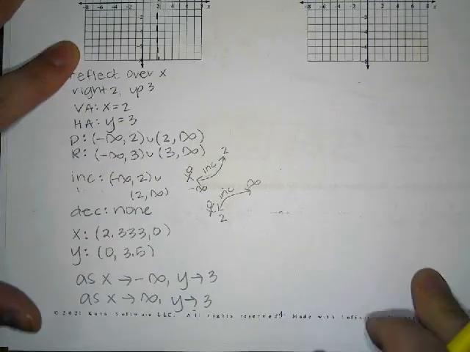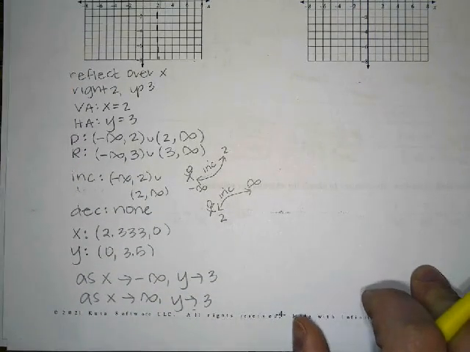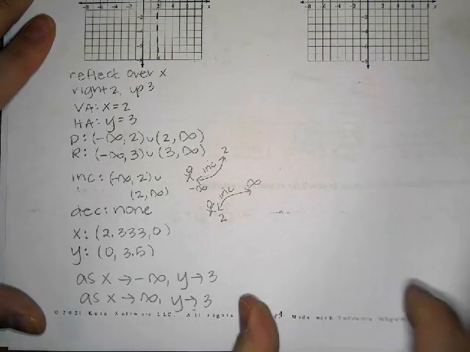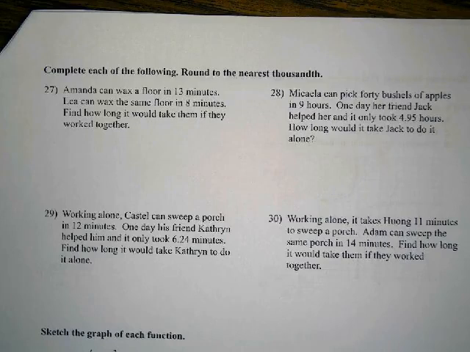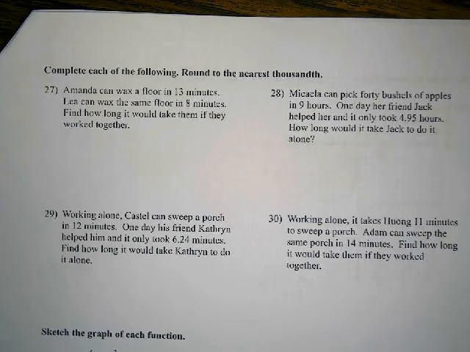Okay, I wanted to look at one last problem because this does throw students off on this unit. So I'm going to do problem 29. It says, working alone, Castell can sweep a porch in 12 minutes. One day his friend Catherine helped him and it took them 6.24 minutes together. Find out how long it would take Catherine to do it alone.